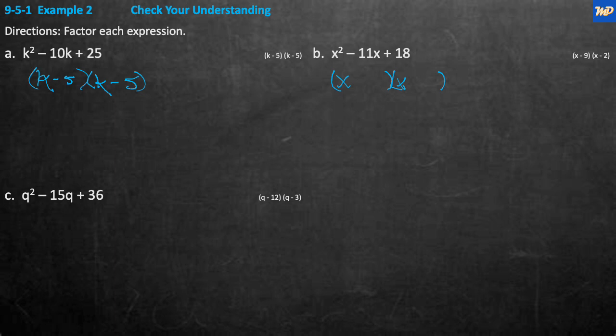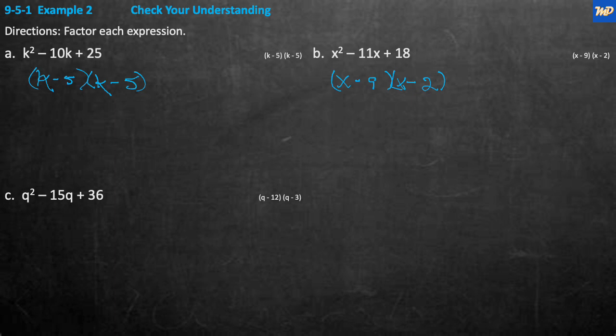Well, 18 and 1? No, that won't give us 11. 9 and 2? No, 9 and 2 will not give us, or will it? 9 and 2 is, oh, look at that. Yep, it will give it to us, won't it? So we're going to take a negative 9 and a negative 2. That's it. That's the solution. X minus 9 times x minus 2 gives us x squared minus 11x plus 18.